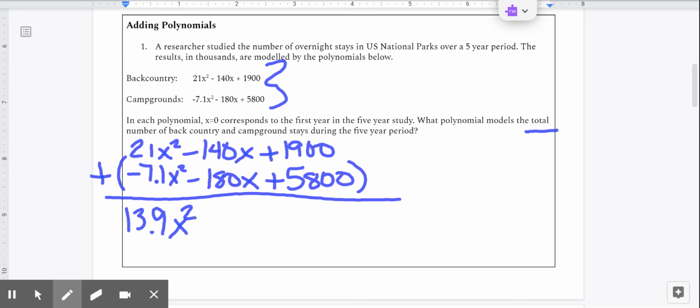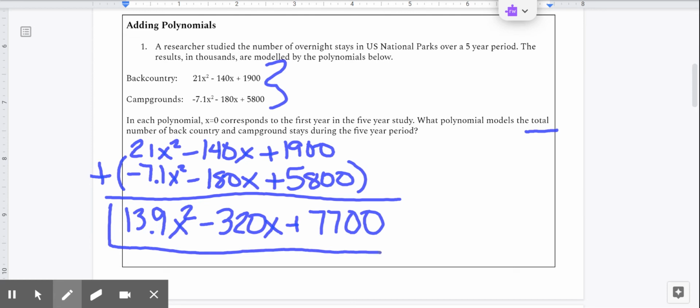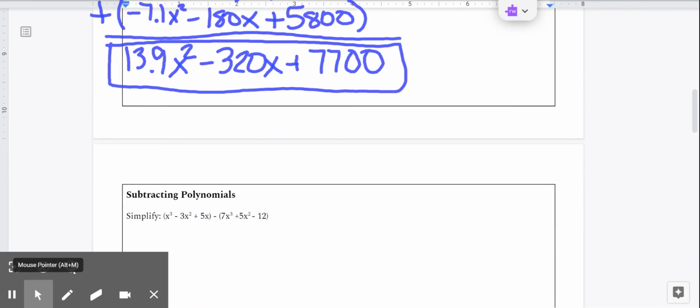Then we have negative 140x plus negative 180x. Well, negative 140 plus negative 180 is negative 320. And we're going to keep that x there. And then we have 1900 plus 5800, which is 7700. So here, that is our answer. Our answer is 13.9x squared minus 320x plus 7700.